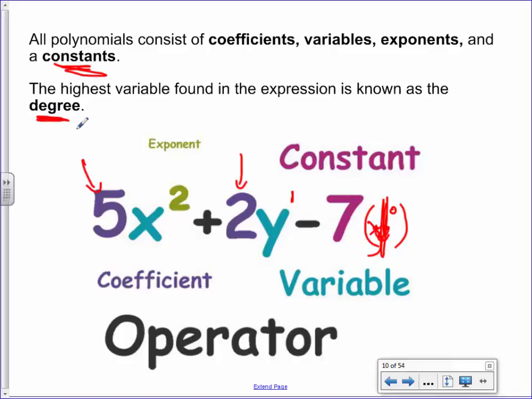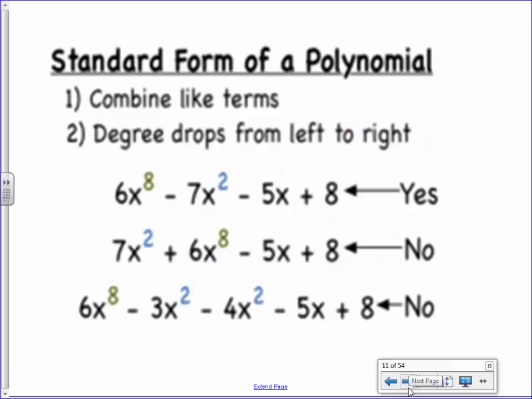So for this one here, the degree would be 2, because 2 is the biggest exponent. You guys have done this terminology before? Awesome. Cool. Okay. So another thing you may have heard is something called a standard form. Standard form, it's not like you have to do it this way, but it's a general consensus about how to make our math look easier to read.